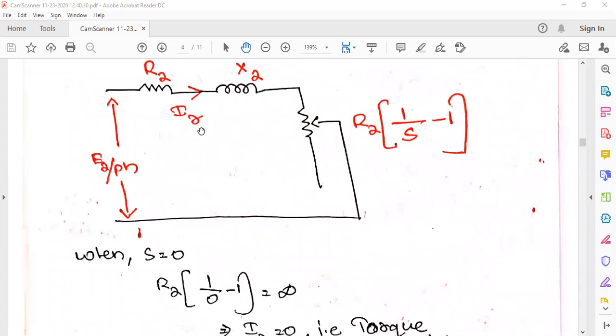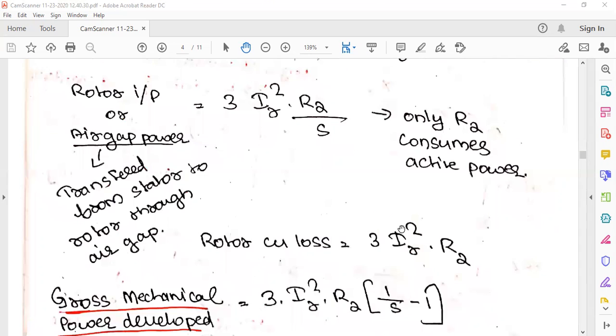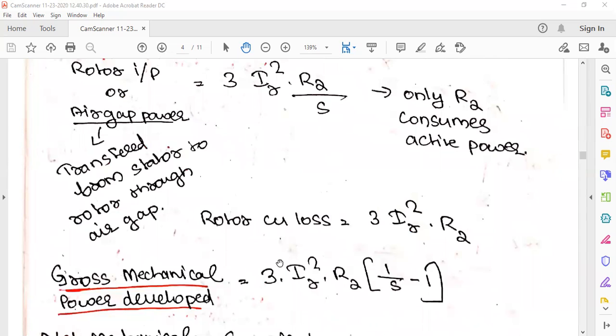You might get a doubt: why are we not taking the X2 term also when we are considering the rotor power? Because all active power is only consumed by R2. So the rotor input is 3 into IR square into R2 by S. Sorry, here it is actually R2 by S only. So this is 3 into IR square into R2 by S. This is the same equation.